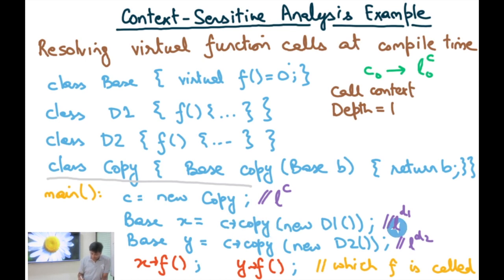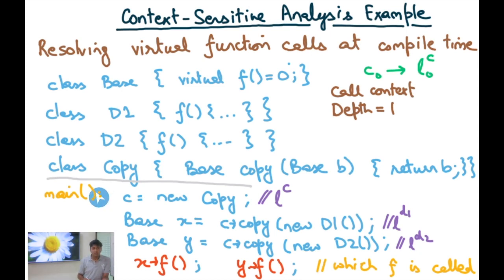So the same label LD1 is both an allocation site and a call site to this function copy. The call site is important for the call context, for our context sensitive pointer analysis. Okay. And so this is LD1, this is LD2, and the question is which f is called. Can we resolve this at compile time? Can the compiler resolve this automatically at compile time?